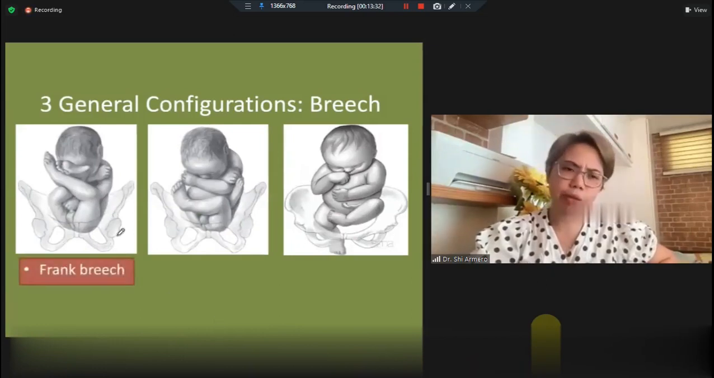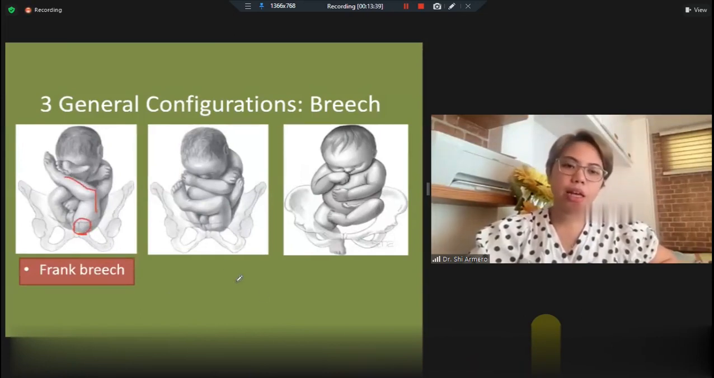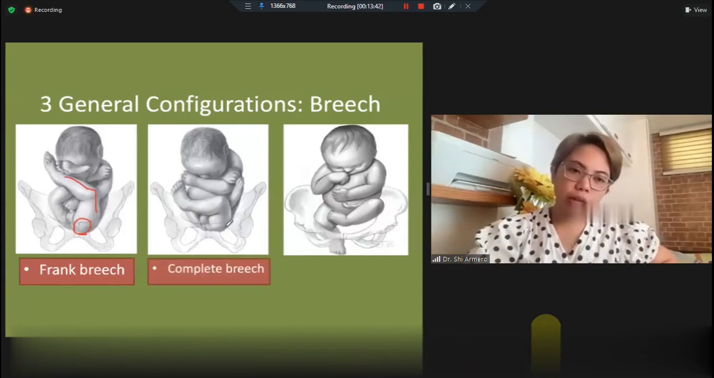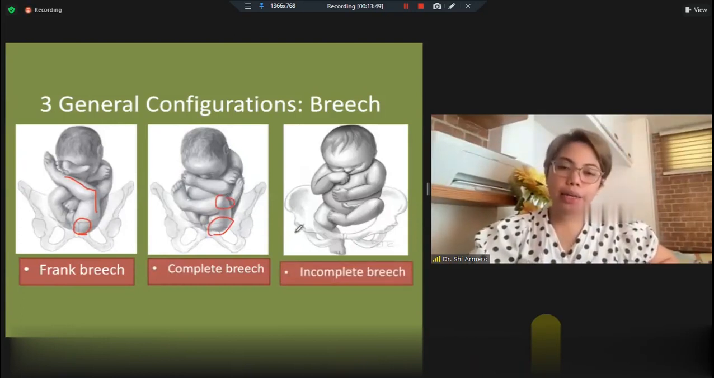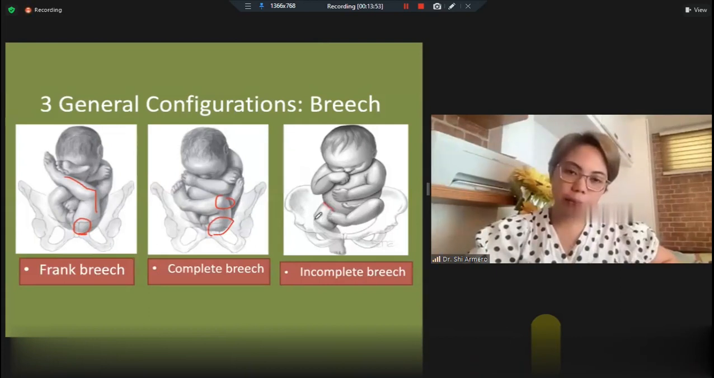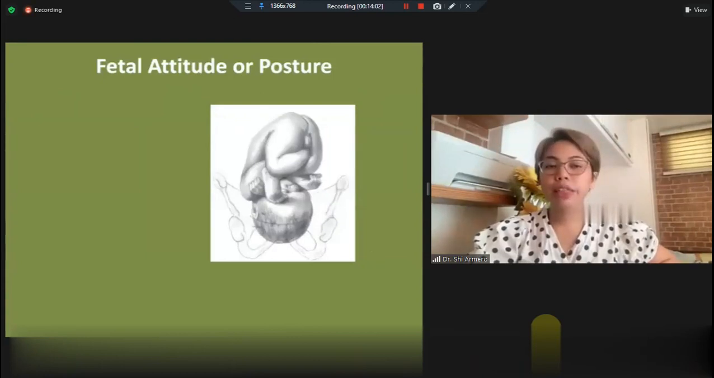Okay. There are 3 general configurations of breech. Number 1, frank breech. There is flexion at the hip, but extension in the knee. Okay. Complete breech, both flexion at the hip, flexion at the knee. Okay. In incomplete breech, pwedeng extended in the hip, extended in the knee, tapos at the other side, flexed at the hip, flexed at the knee.